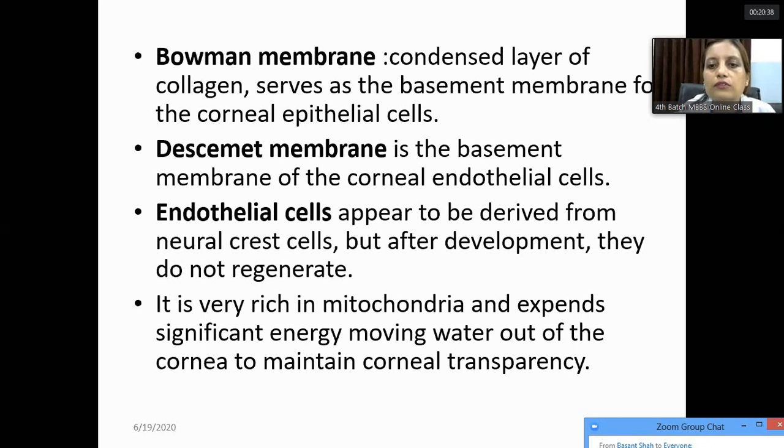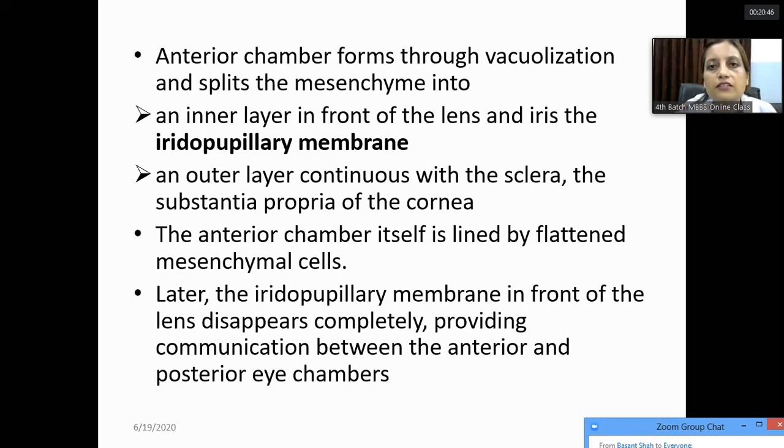So these have also their own properties to maintain the corneal transparency. We will discuss this again in the physiology of the cornea. The anterior chamber forms from the vascularization and splits the mesenchyme into the inner layer in front of the lens, which is the iridopupillary membrane, and the outer layer, which continues with the sclera, the substantia propria of the cornea. The anterior chamber itself is lined by flattened mesenchymal cells, and later the iridopupillary membrane in front of the lens disappears completely, providing the communication between the anterior and posterior eye chambers.